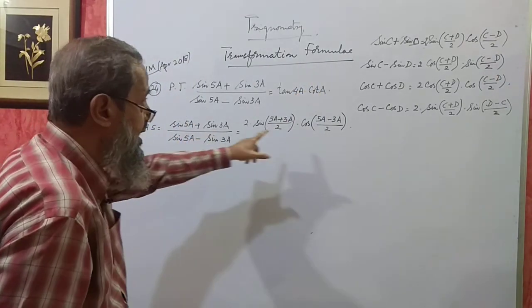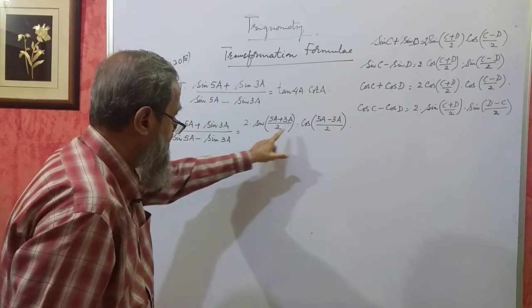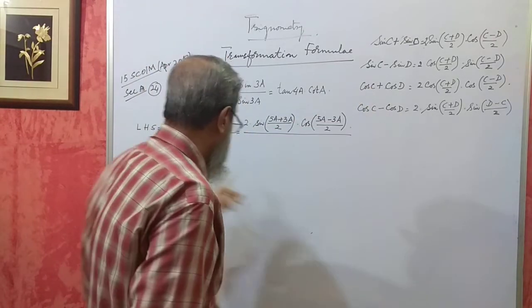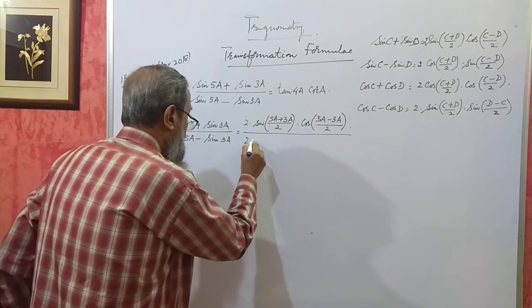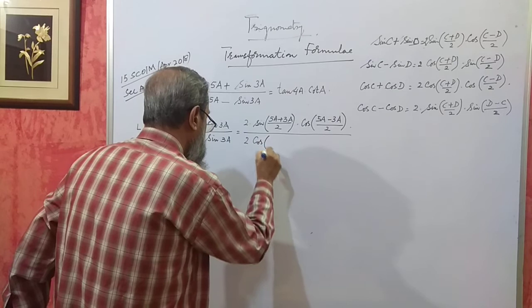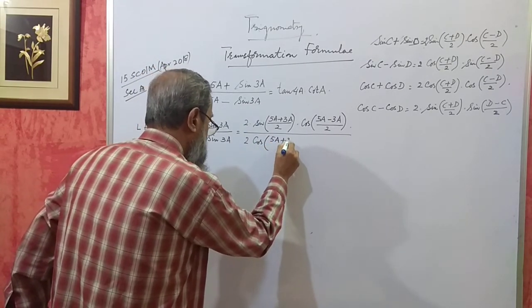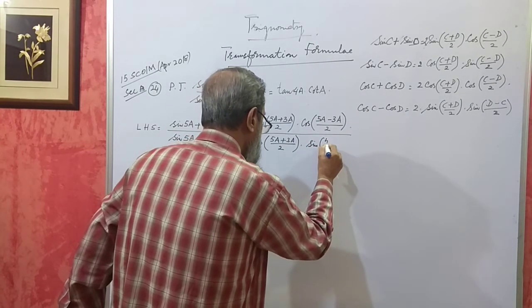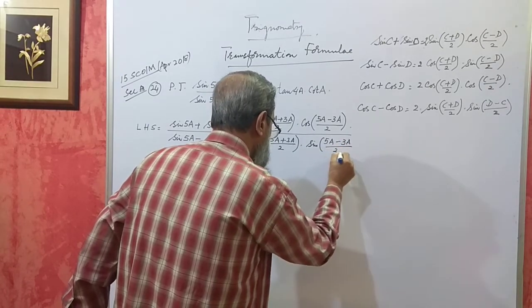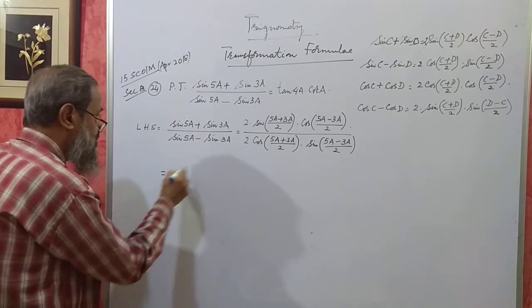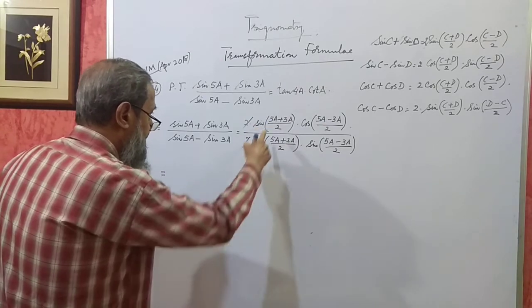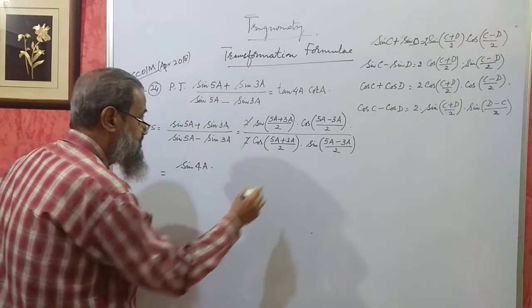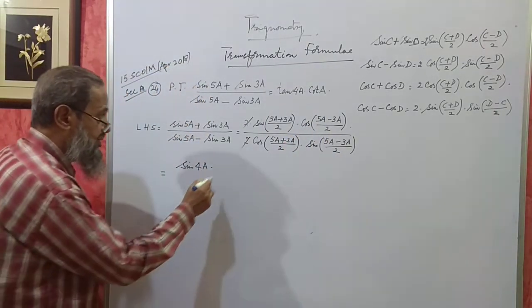Sine C plus sine D is equal to 2 times sine of C plus D by 2 into cos of C minus D by 2, divided by, this is the second one, sine C minus sine D, which is 2 into cos of C plus D by 2, that is 5A plus 3A divided by 2, into sine of C minus D by 2, that is 5A minus 3A divided by 2. Now this 2 gets cancelled. 5A plus 3A is 8A, 8A by 2 is 4A. Sine 4A into cos of 5A minus 3A, which is 2A, 2A divided by 2 is A.